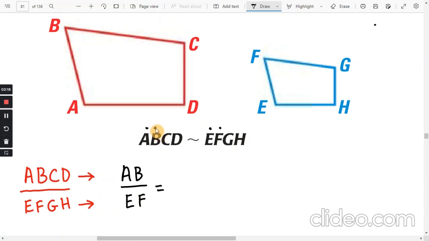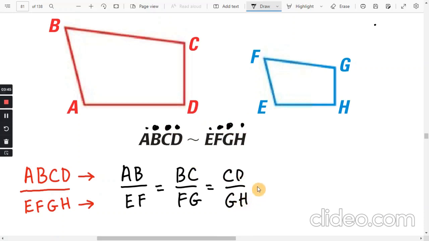And then I'll take the next 2, and that would be BC over FG. Okay, and then I can take the next 2, CD over GH. And then finally, first and last, AD and EH. AD over EH. So see, the side lengths are not equal. They're in proportion with each other.